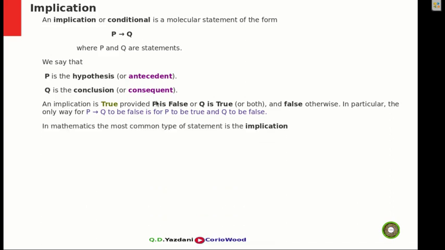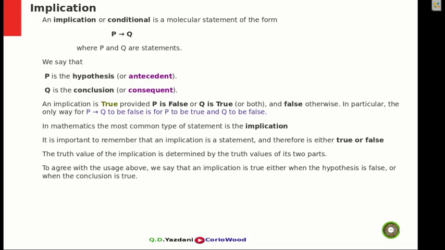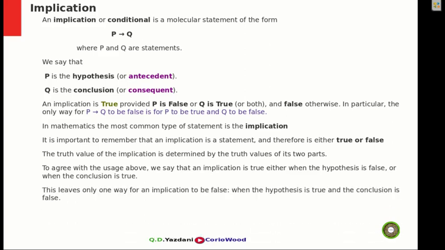In mathematics, the most common type of statement is the implication. It is important to remember that an implication is a statement and therefore is either true or false. The truth value for the implication is determined by the truth values of its two parts. To agree with the usage above, we say that an implication is true either when the hypothesis is false or when the conclusion is true. This leaves only one way for an implication to be false: when the hypothesis is true and the conclusion is false.